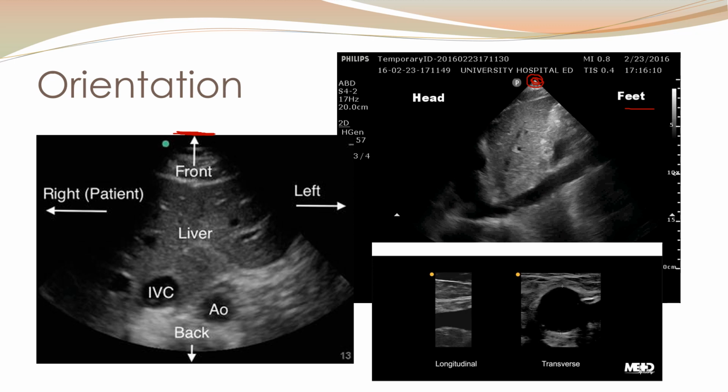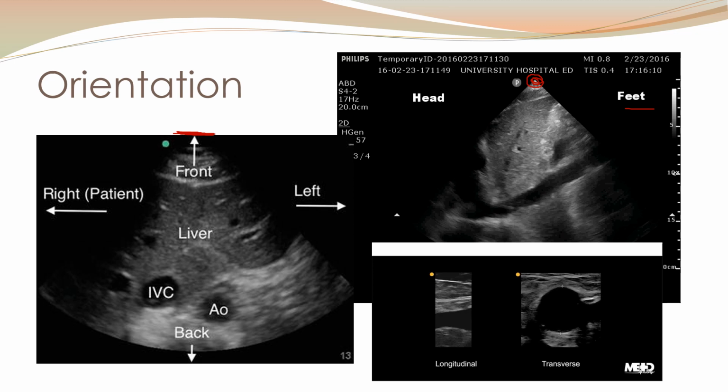Now, if you try and compress a vessel in long, odds are your transducer could roll off of the vessel. You'd think you compressed it, but you really just slid to the side of it. And so when you're using any type of compression to check a vessel, maybe looking for thrombus or something like that, you always want to do it in the transverse plane.